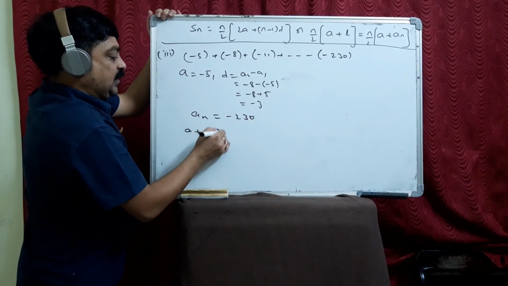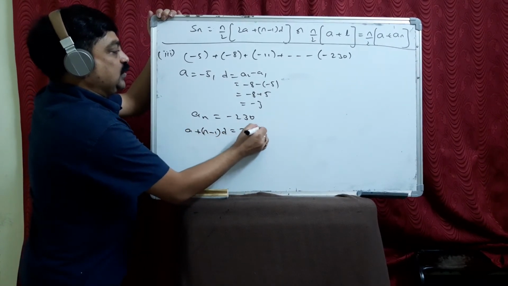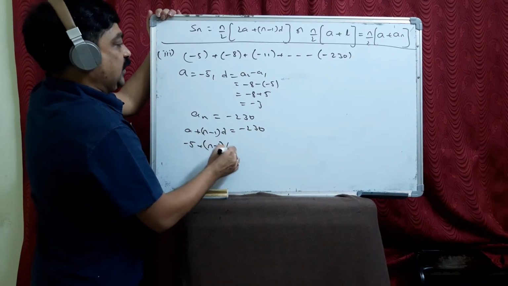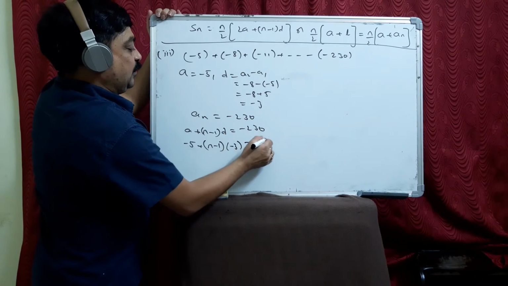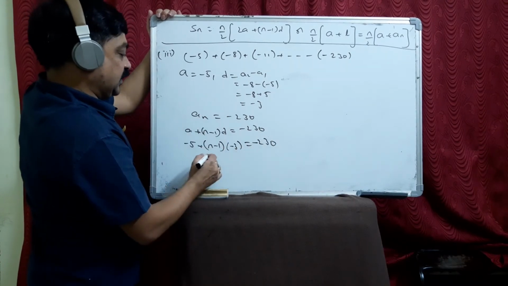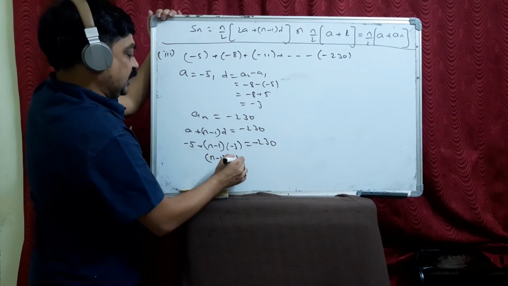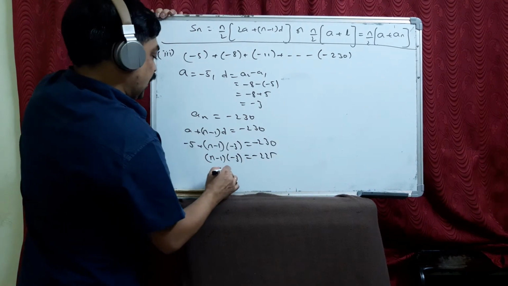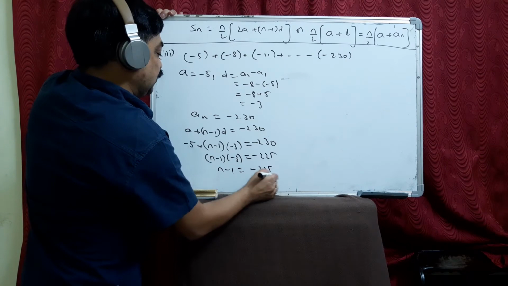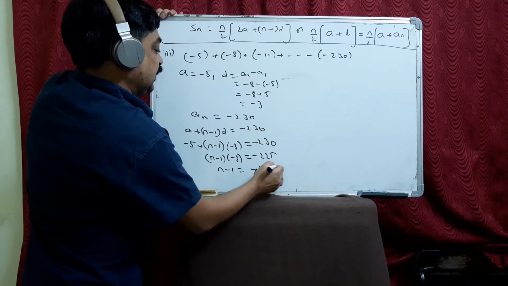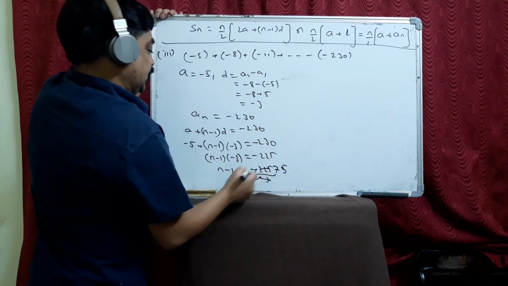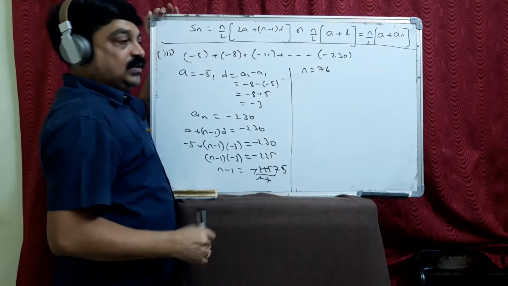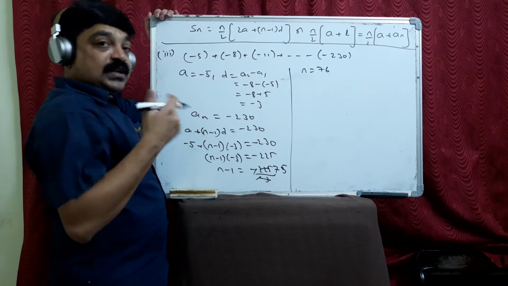A plus n minus 1 into d, minus 230. So minus 5 plus n minus 1 into d, d is minus 3, minus 230. Bring minus 5 to that side. So n minus 1 into minus 3 is minus 225. So n minus 1 becomes minus 225 by minus 3, 75. So n is equal to 76.